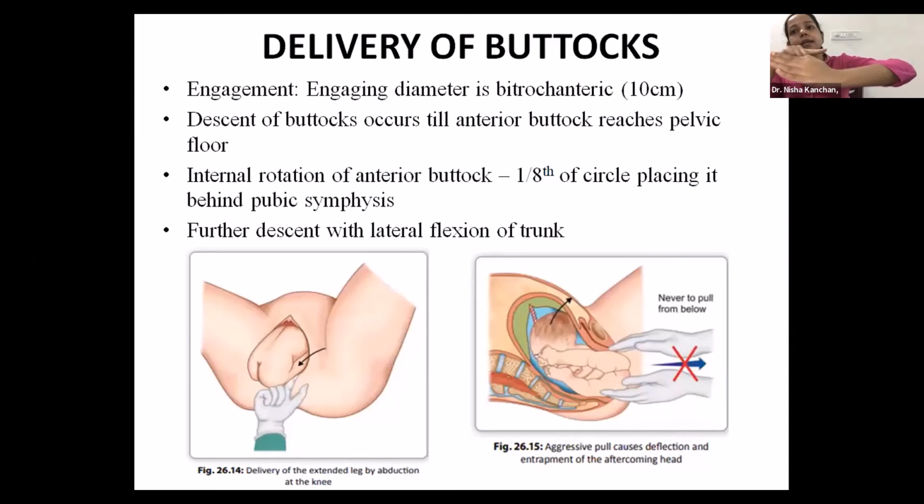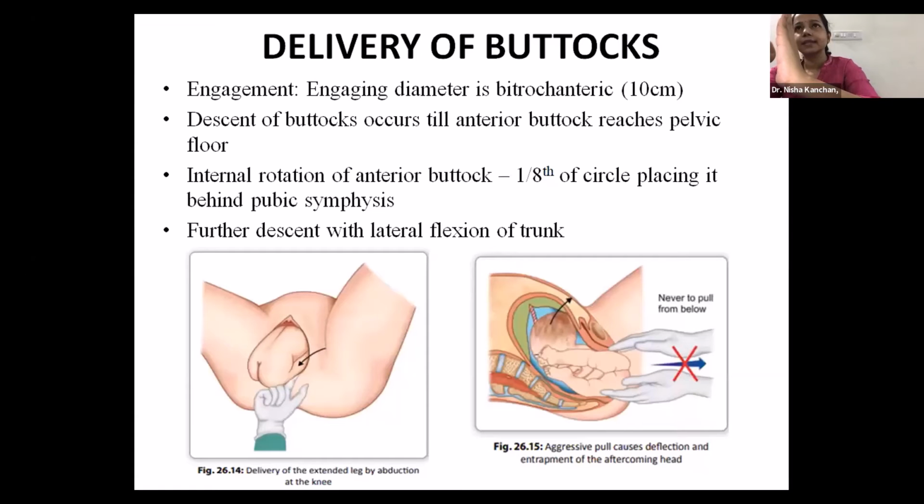Once the shoulders enter, again when they come to the outlet, they cannot come out through the oblique diameter. They have to come into the AP diameter, because the largest diameter at the outlet is 13 centimeters AP. Shoulders enter. Then shoulders are delivered through the AP diameter. Now comes the head.